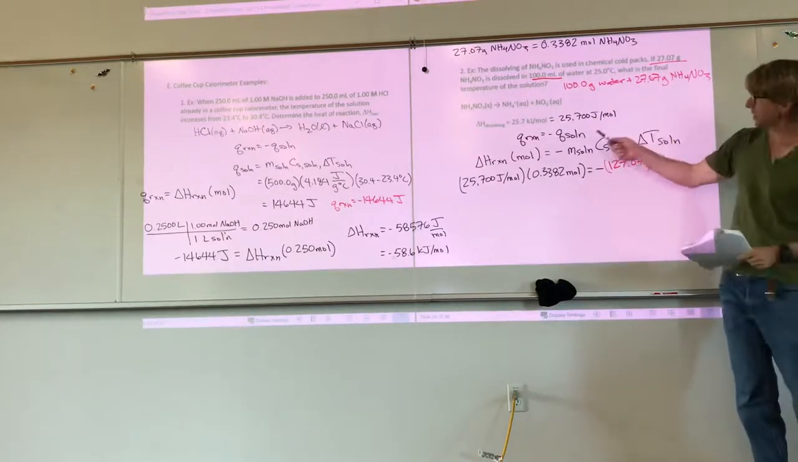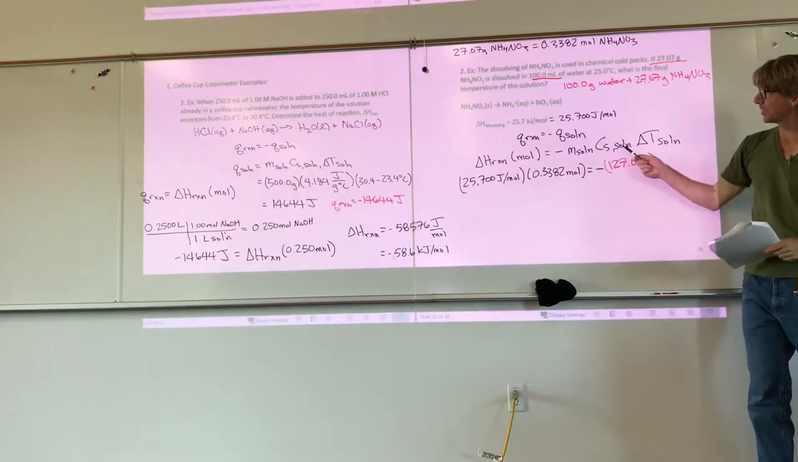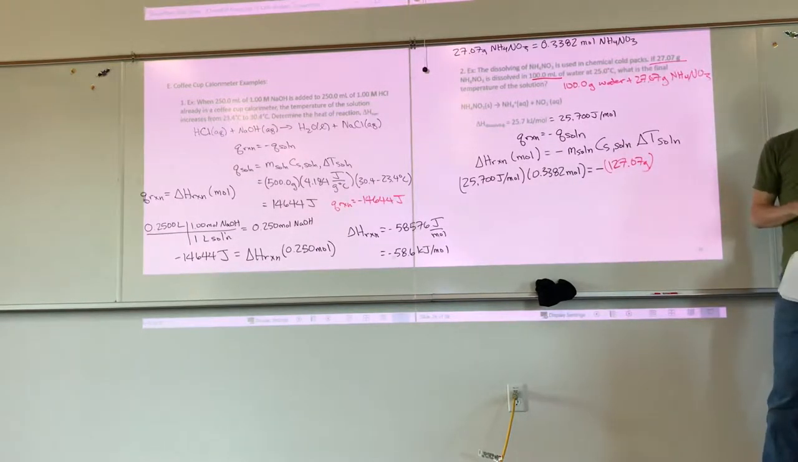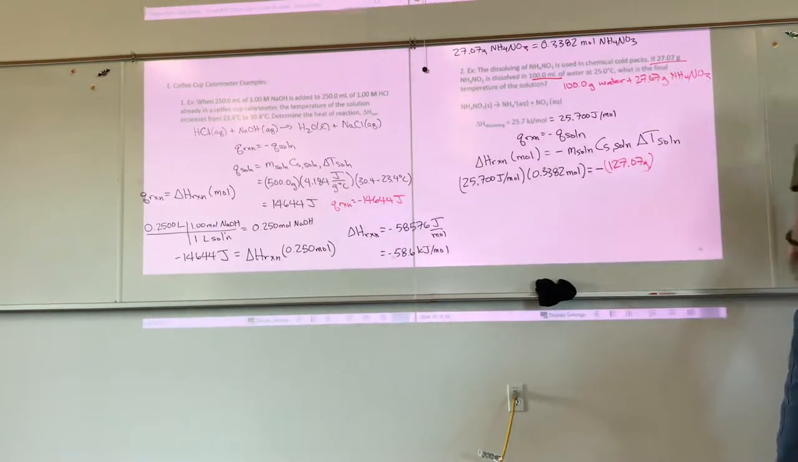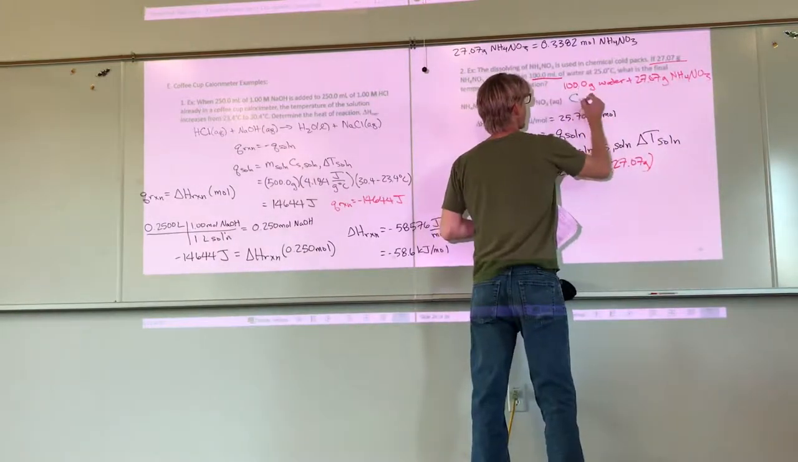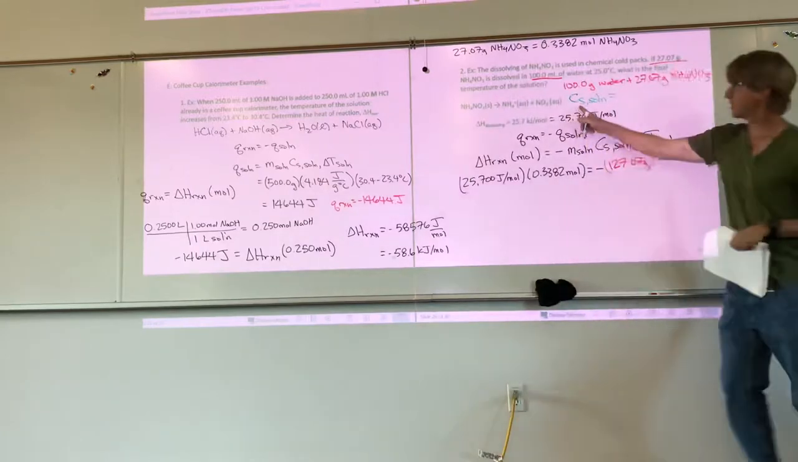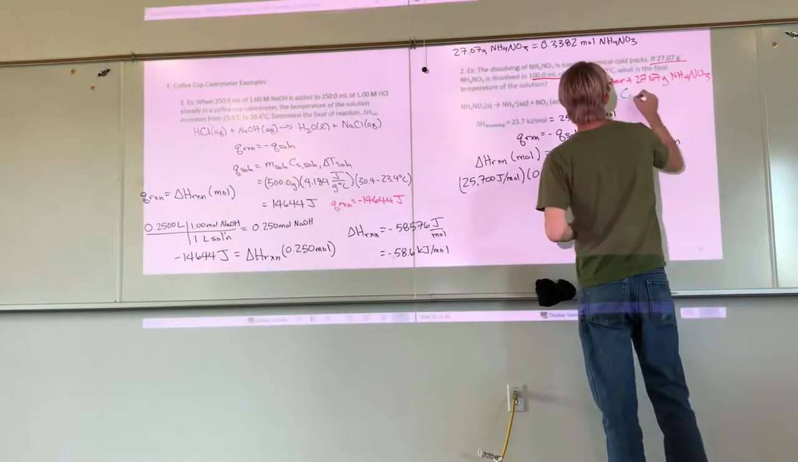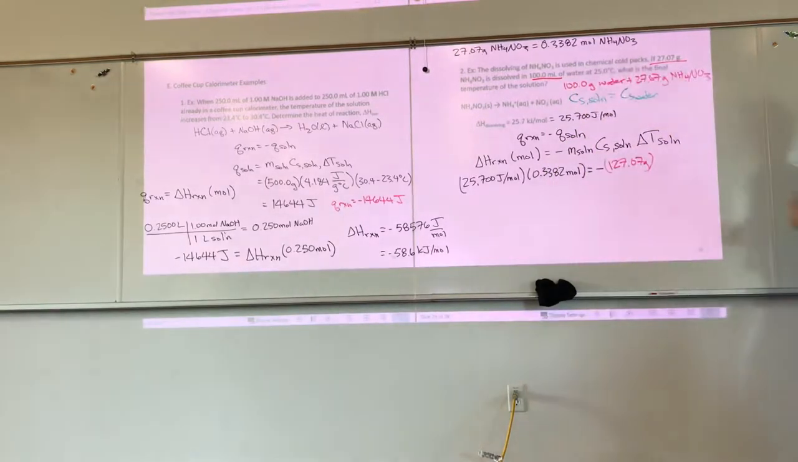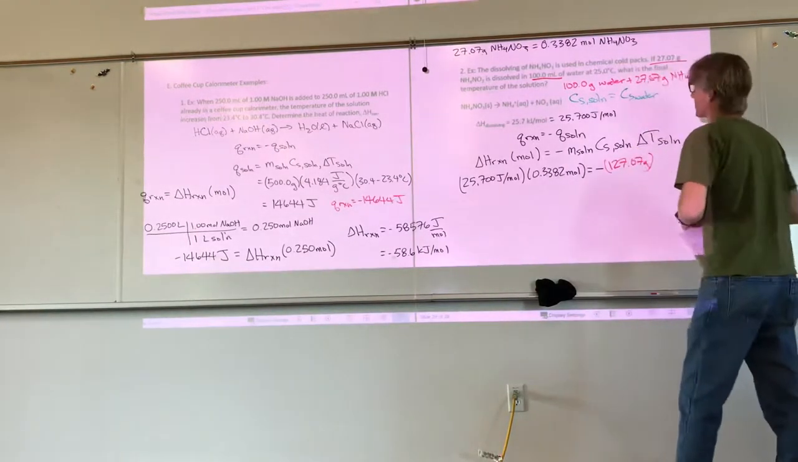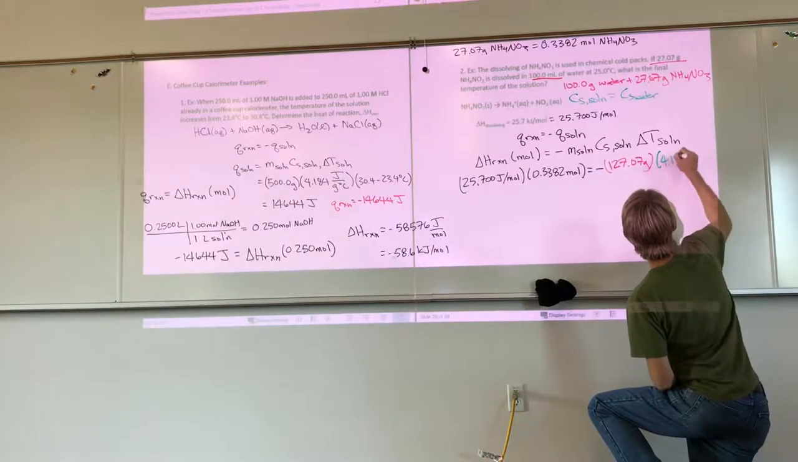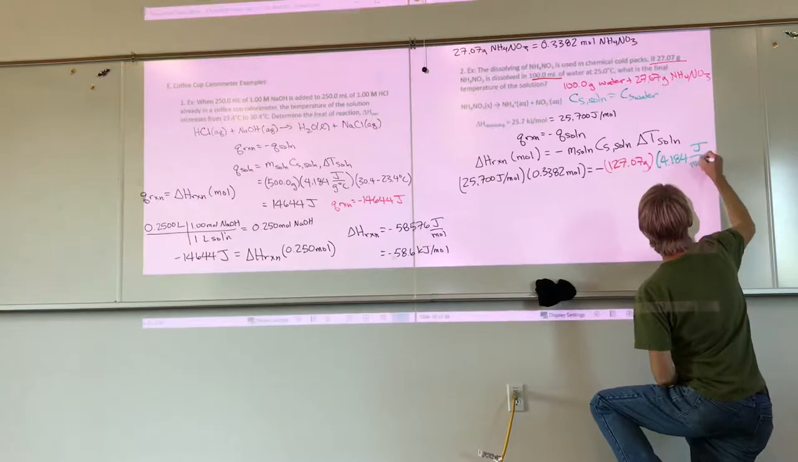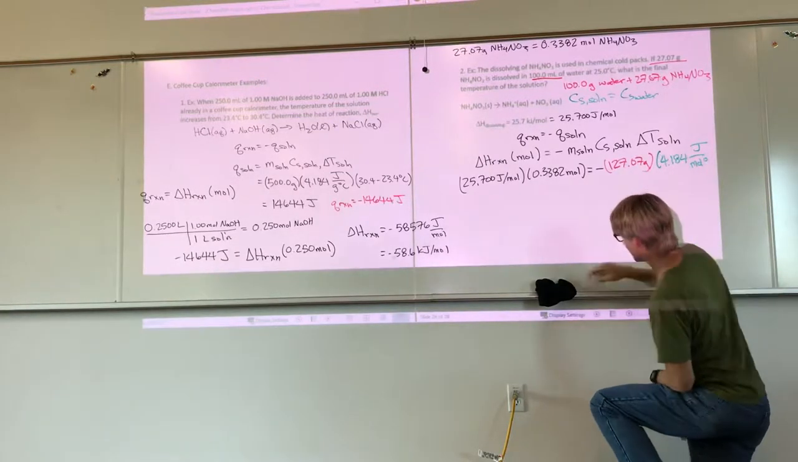It doesn't say anything about it, but this is the solution, and you may assume that the solution has the same properties of water. That means we will use the specific heat of water here. So specific heat C sub S for our solution equals C sub S for water. Always an okay assumption to make. Oh, joules per gram degree Celsius, pardon me.